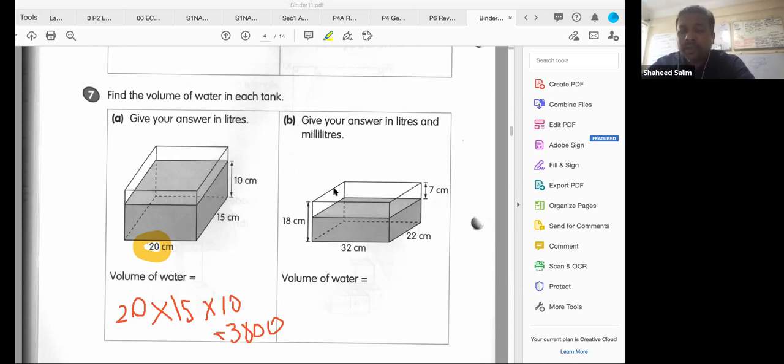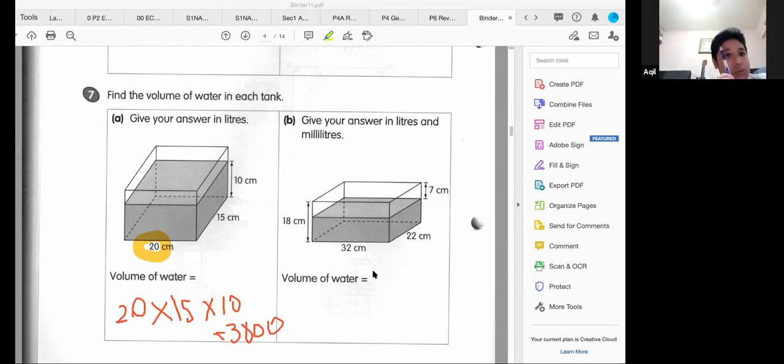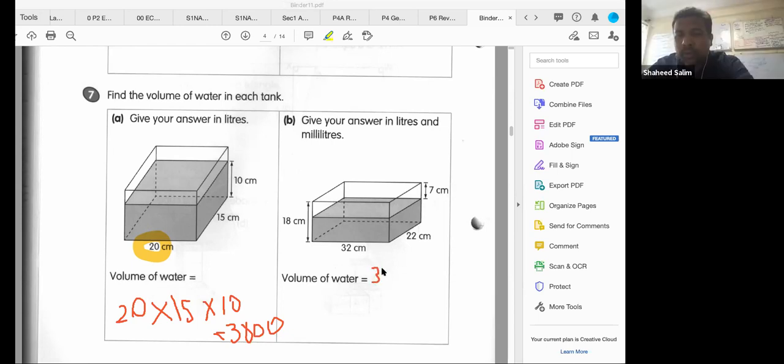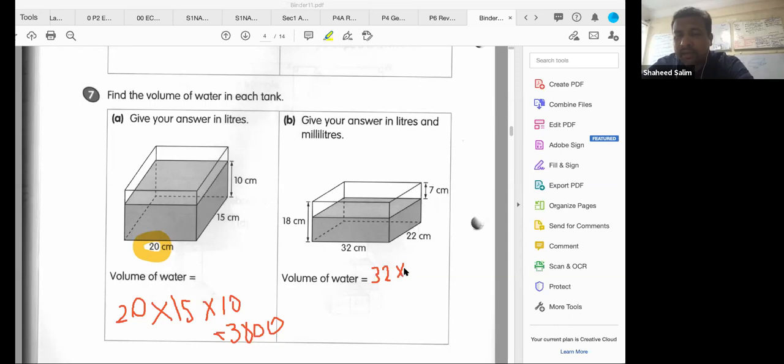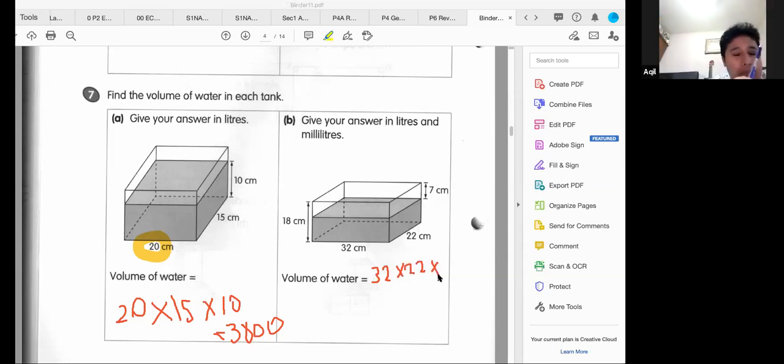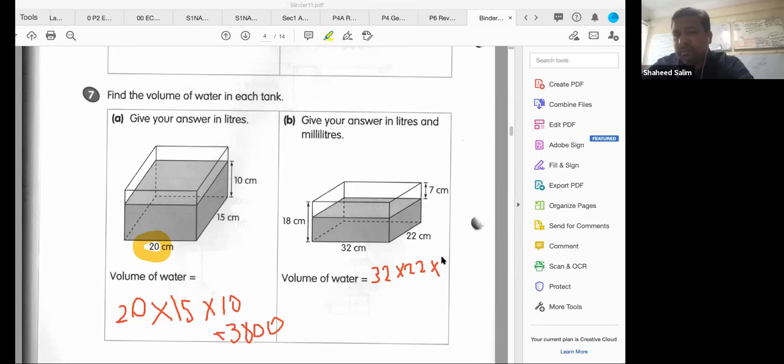So what is the length of this water here in B? The length is 32. What's the breadth? The breadth is 22. What's the height? Is the height 7? 18 cm. 18 or 7? 18 cm. 18. Good. So then you just times this, and then you will get your answer.